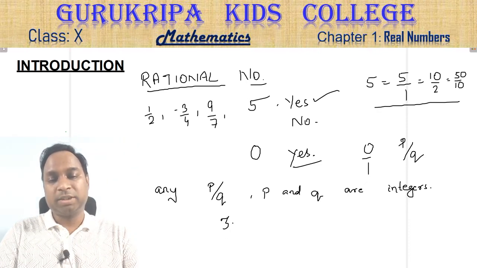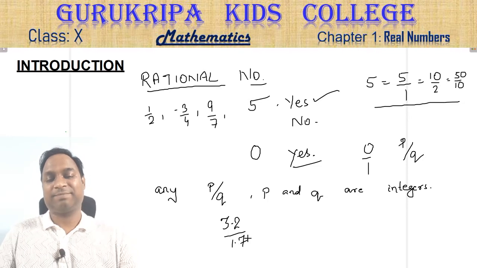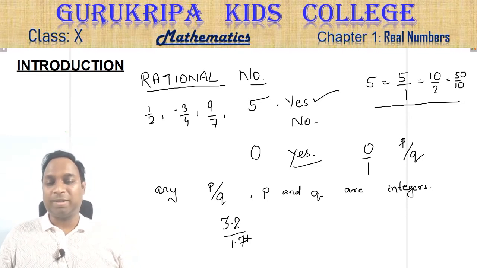So then is 3.2 divided by 1.7 rational? No, 3.2 and 1.7 are not integers, so this is not a rational number.